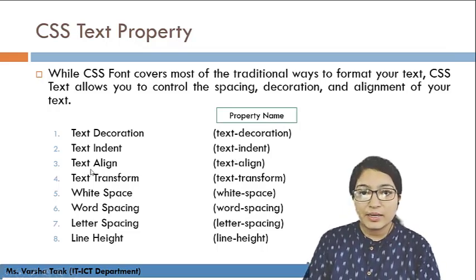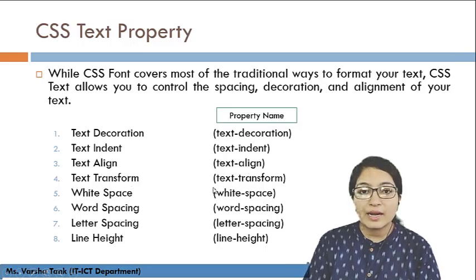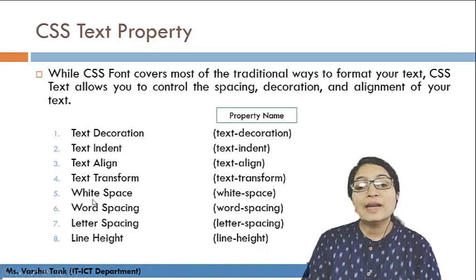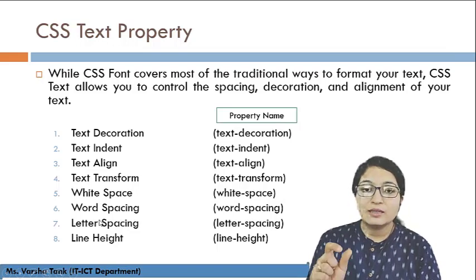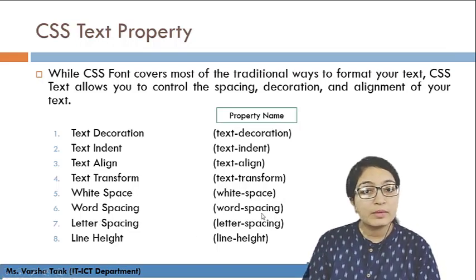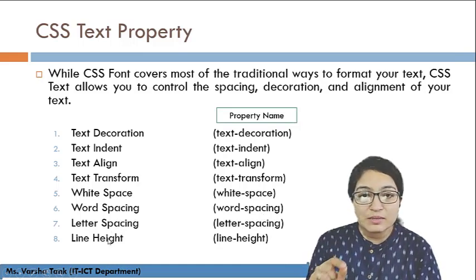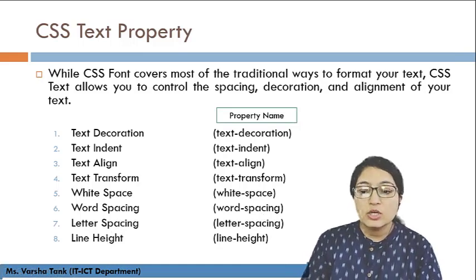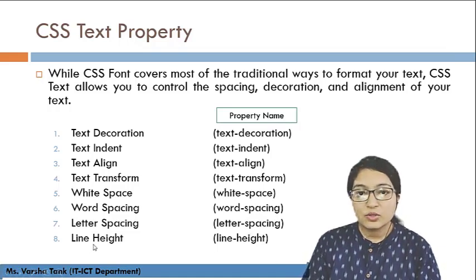Then text alignment, so the property for that is text-align. Then text transform, the property for that is text-transform. Then white space, for that the property name is white-space. Word spacing, for defining the space in between the words, the property name is word-spacing. Then letter-spacing, to define the space in between each and every letter. Okay, then line height, so for that the property name is line-height.